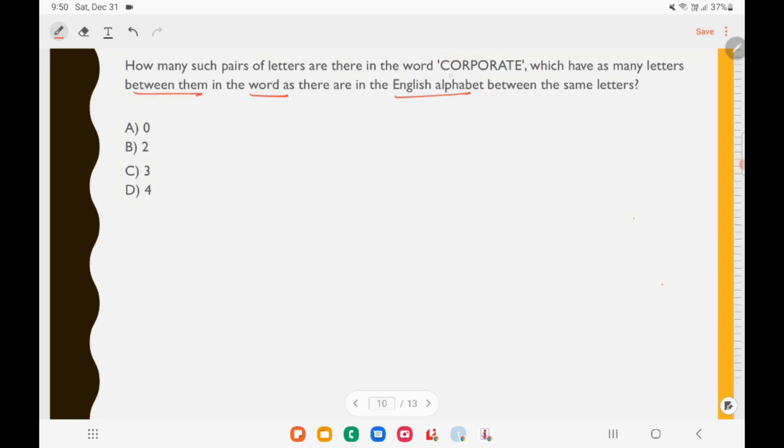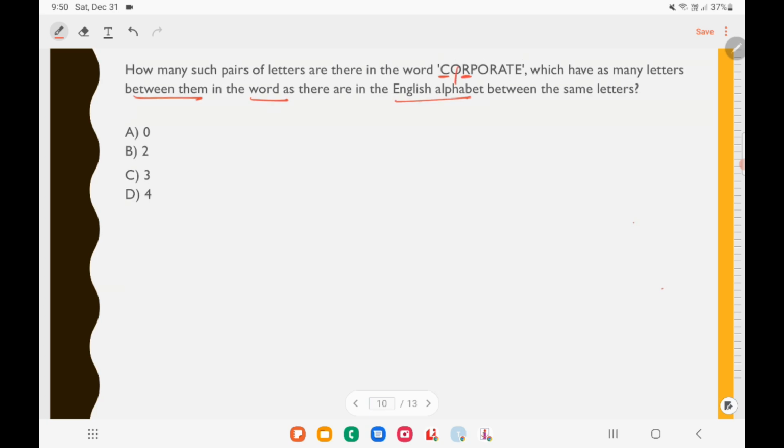So first just let us take the pair C and R. So in between C and R, in this word there is one letter which is O, right? There is the letter O in between C and R. But in English alphabet between C and R there are many letters. There is more than one letter. So it's not a pair.